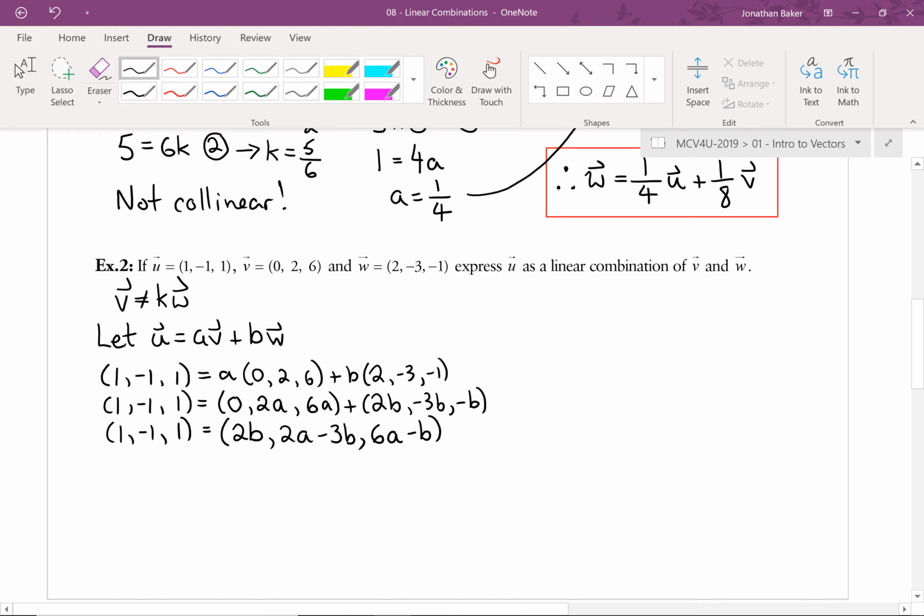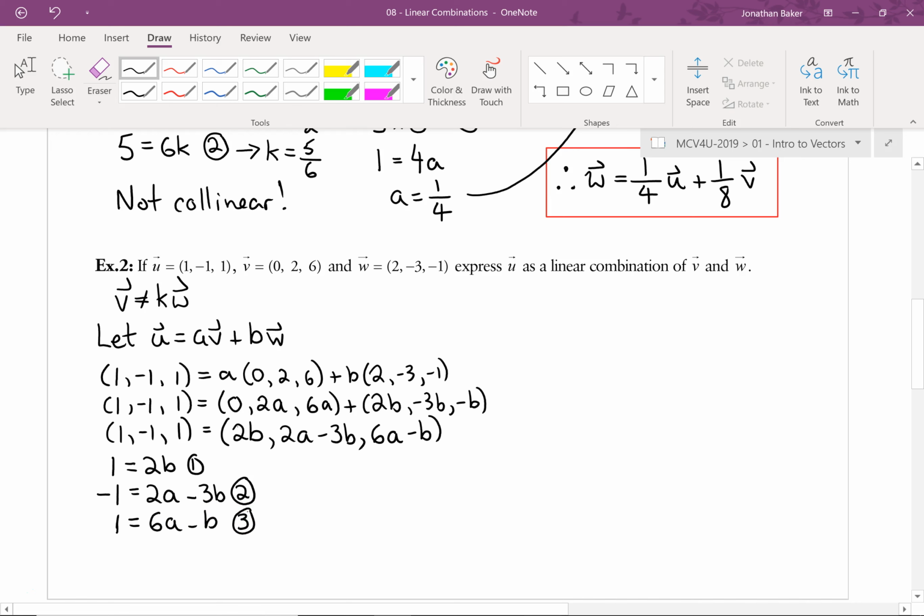Since we have vector equals vector, x must equal x, y must equal y, and z must equal z. This is why we can make multiple equations out of a vector equation. Basically, we're just equating the components. So 1 is equal to 2b, and that's equation 1. Then -1 is equal to 2a minus 3b, equation 2. And finally, 1 is equal to 6a minus b, equation 3.